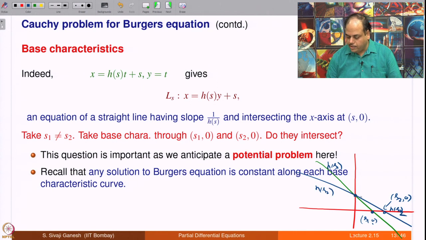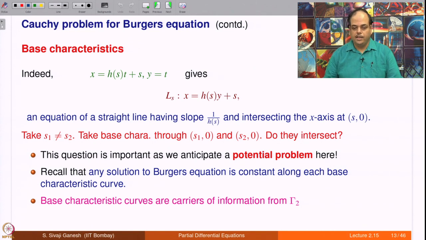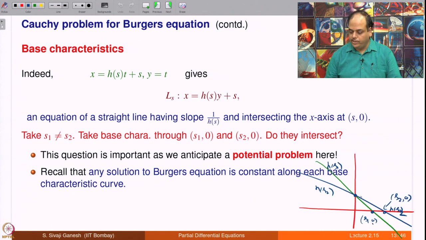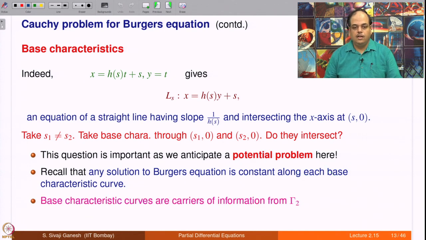What will it be at this point of intersection? Problem. See, base characteristics, they carry information from the gamma 2, this is gamma 2. It carries the information which is given, namely u must be equal to h(x), that is the information given on this x axis, that is being carried forward by these lines which are characteristic curves. So, they are carriers of information from gamma 2. So, on L(S1) u is h(S1), on L(S2) u is h(S2).